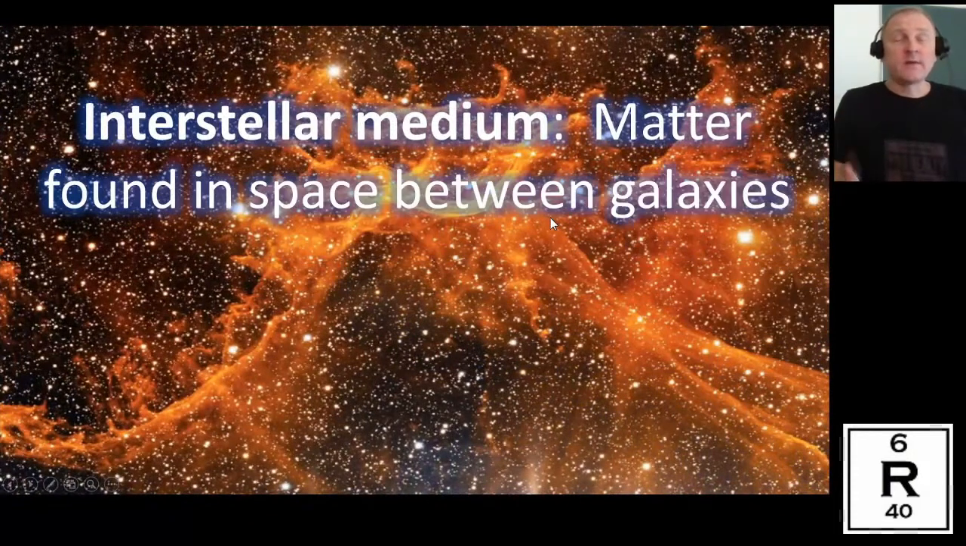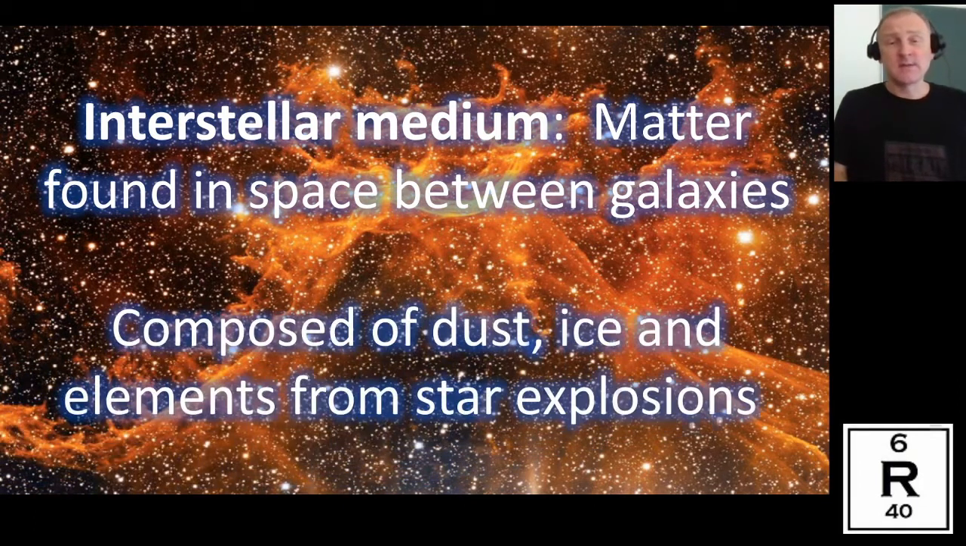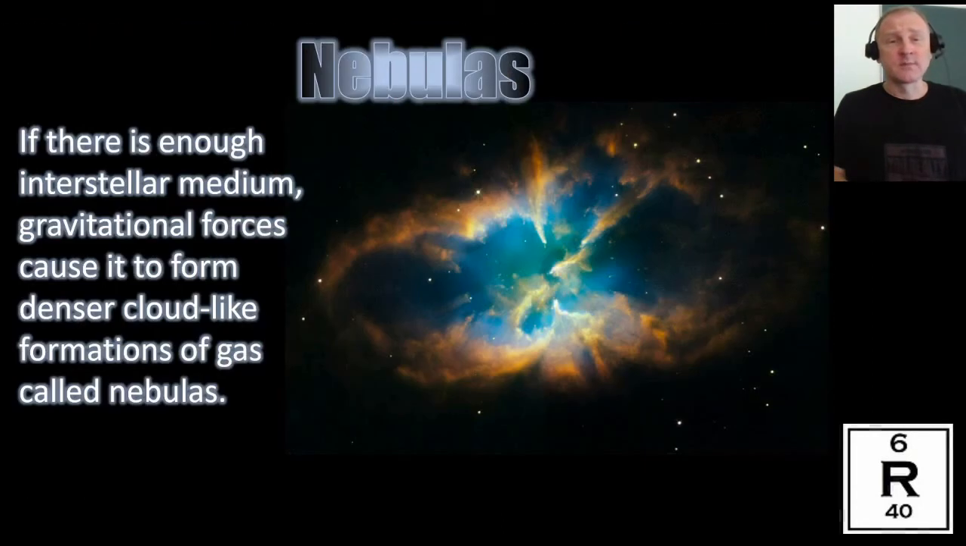The material that's not part of a star, not part of planets, material that's floating out in space is called interstellar medium. Interstellar medium is composed of dust, ice, elements from star explosions. If there's enough interstellar medium, gravitational forces will cause them to condense together and make cloud formations. When you can see the interstellar medium, this is called a nebula.